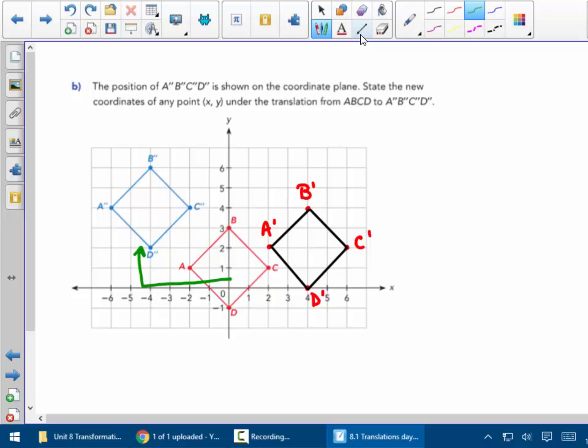So what happened to A? Let's check A. So A went to the left, 1, 2, 3, 4. So that looks like an x minus 4. Oh, is that tool still on? That tool is still on. So that looks like x minus 4.